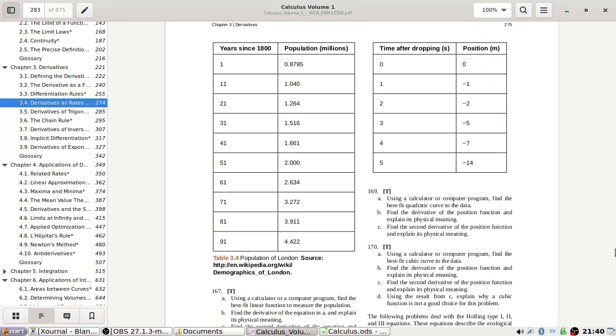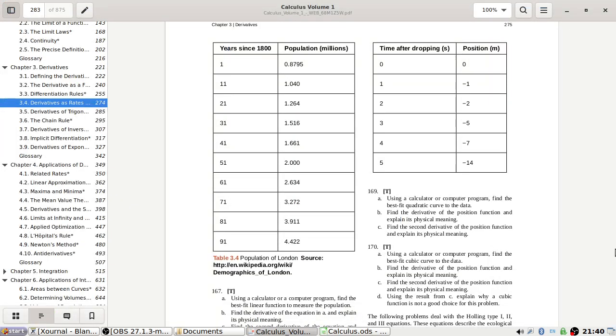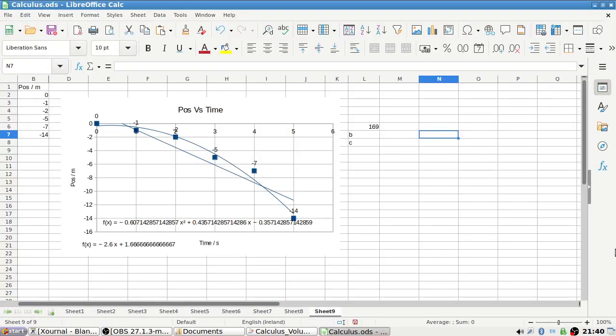Okay, well, 169 B, C. Well, the first derivative is its velocity, and the second is its acceleration. So that's going to be fine.